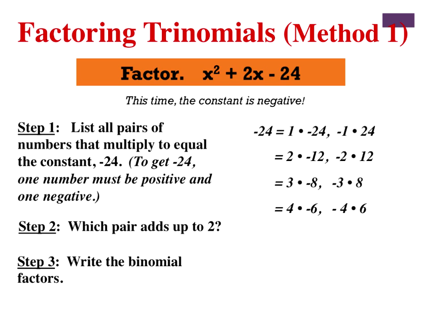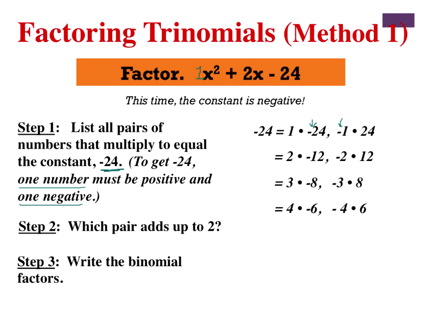So this is going to hold true for any trinomial that has a coefficient of 1 on the x squared term. We have to be careful though, because our constant in this case is negative. So that means we need to list all the pairs of numbers that multiply to equal a negative 24. And if we're multiplying to a negative, that means that one number has to be positive and one number has to be negative. So here I've listed all of those pairs of numbers.